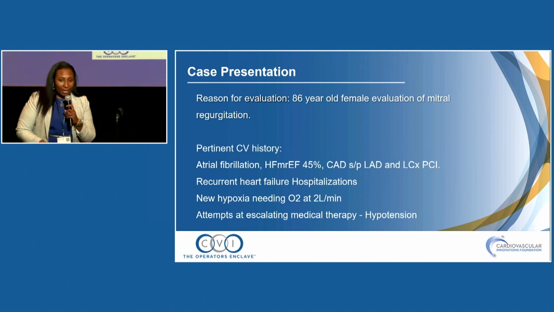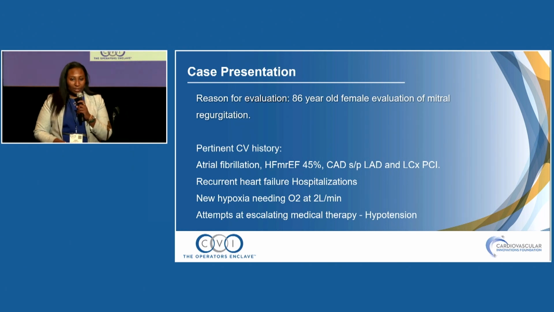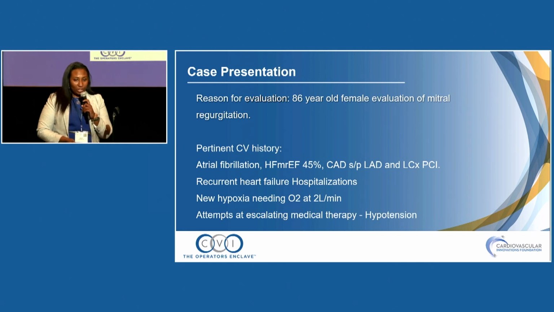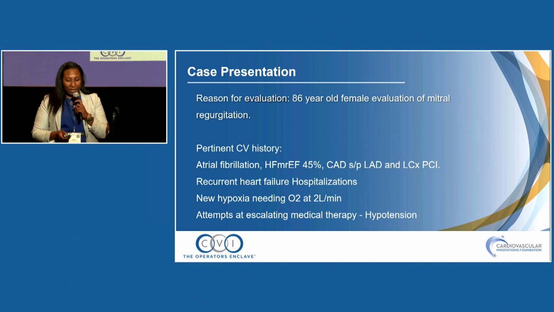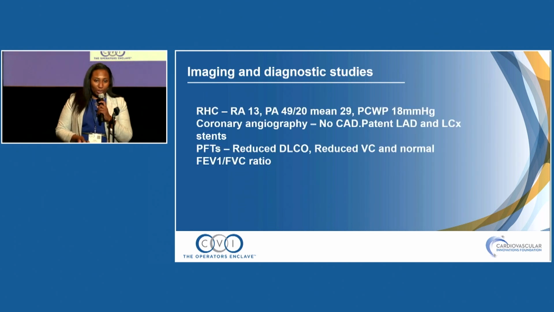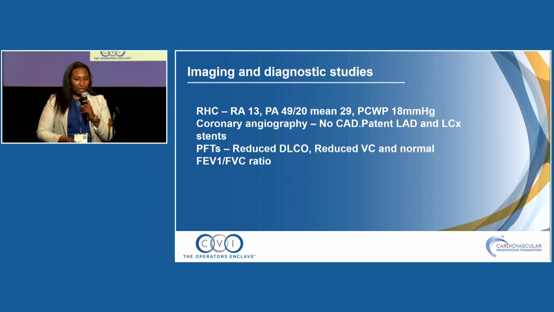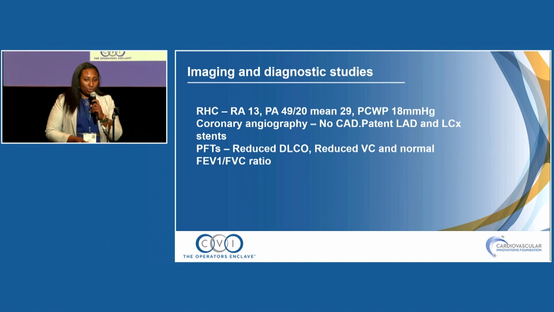So this is an 86-year-old lady who was referred to our team for evaluation for mitral regurgitation. She has heart failure with mid-range ejection fraction related to previous revascularizations, so ischemic. Over the past few months, she had recurrent heart failure hospitalizations, and is now hypoxic requiring oxygen. An attempt at escalating her medical therapy was met with hypotension. Her right heart catheterization showed moderately elevated right-sided filling pressures with preserved cardiac output and index. She had no new obstructive coronary artery disease, and a PFT showed restrictive pattern.